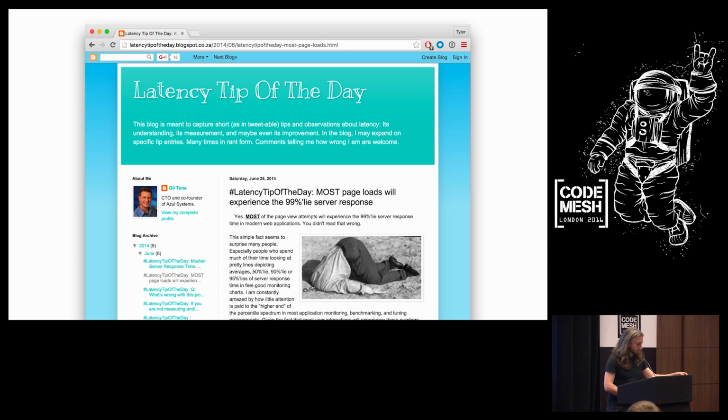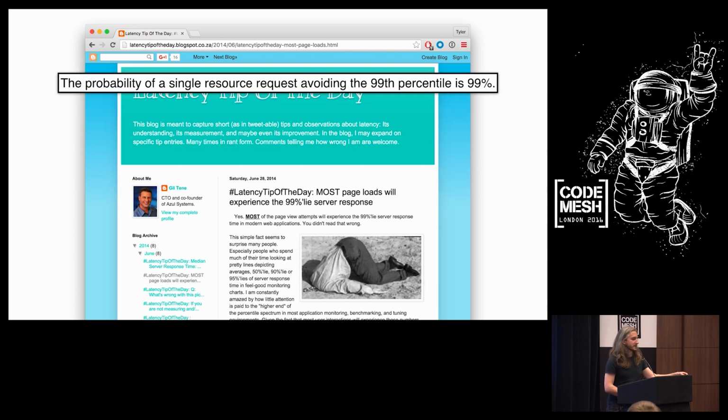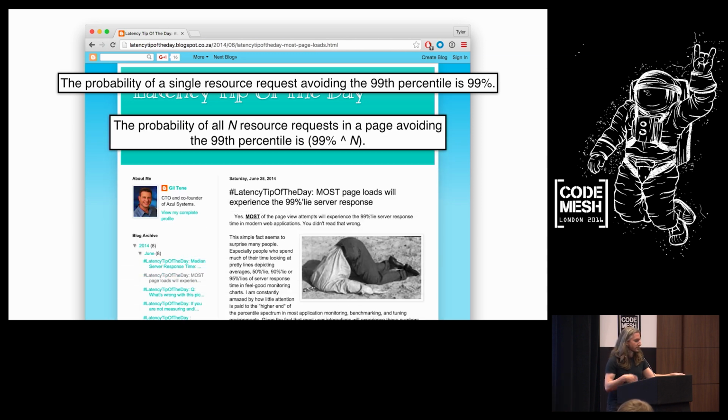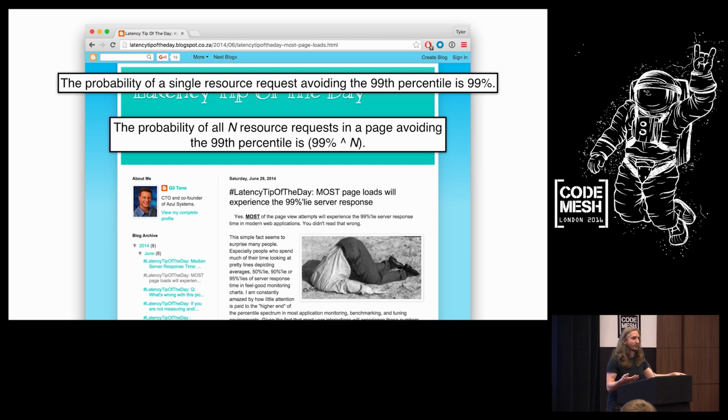Right. So this is why the 99th percentile matters, right? The probability of a single resource request avoiding the 99th percentile is, of course, 99%. Easy enough. It means the probability of all n resource requests on a web page avoiding the 99th percentile is 99% to the n. Which means that at 69 requests, you break that 50% barrier, which means more than 50% of your users are going to see the 99th percentile of latency at least once during the page load time, which was super surprising to me.